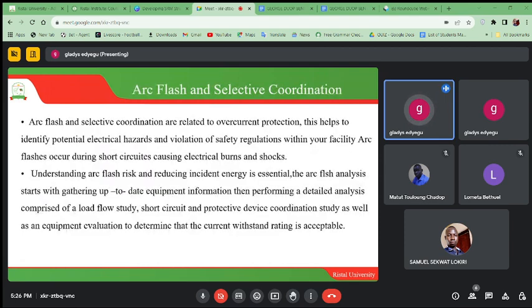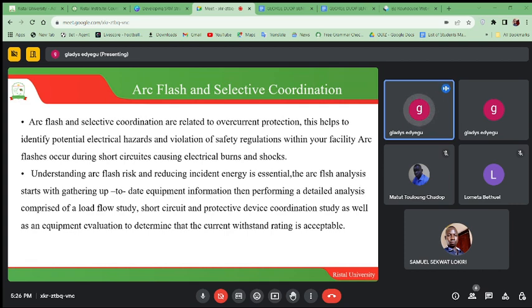The arc flash and selective coordination is also very key. The arc flash and selective coordination are related to overcurrent protection, and this helps to identify potential electrical hazards and violation of safety regulations within your facility. So arc flashes occur during short circuits, causing electrical burns and shocks. When there is a short circuit, there can be some flashes of power, and you realize there is something happening.